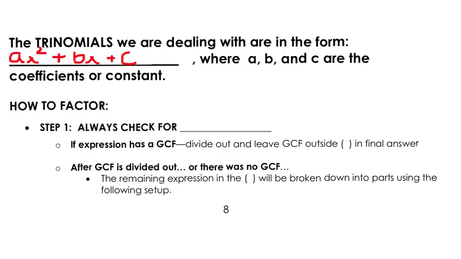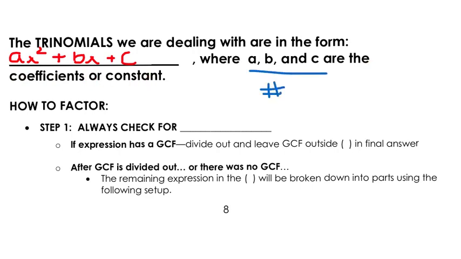Factoring day 4, and we're going to be using the AC X-box tool to help us factor. The trinomials that we're dealing with are in the form of ax squared plus bx plus c, or as we know it, standard form, with decreasing exponents, starting with our largest exponent and going down. Where a, b, and c are the coefficients or the constants.